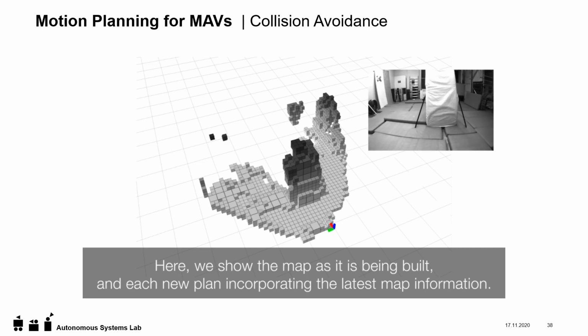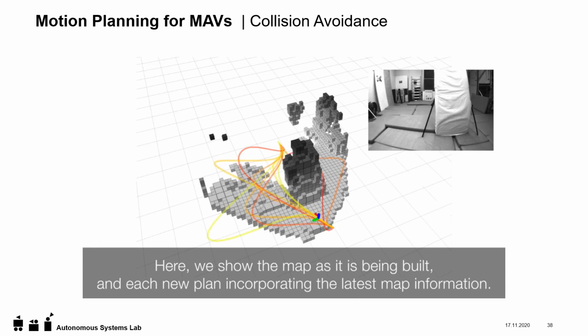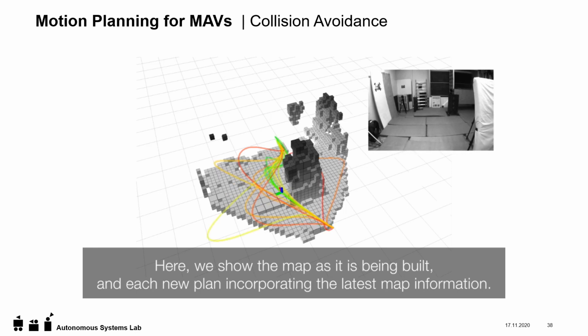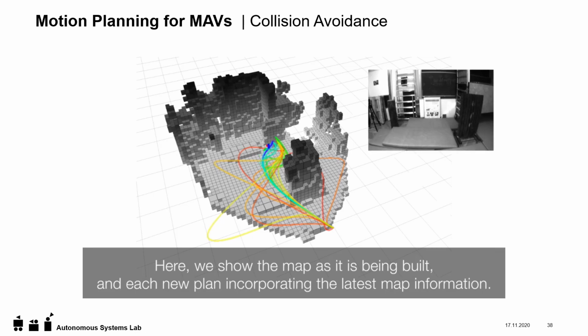Here we see the map as it is being built on board. We see that according to the map state, the trajectory is optimized on the fly, and the MAV always looks for a feasible and smooth trajectory that does not interfere with obstacles.